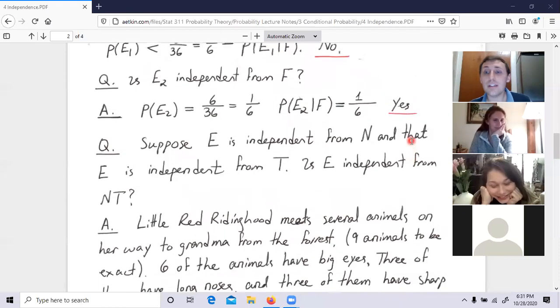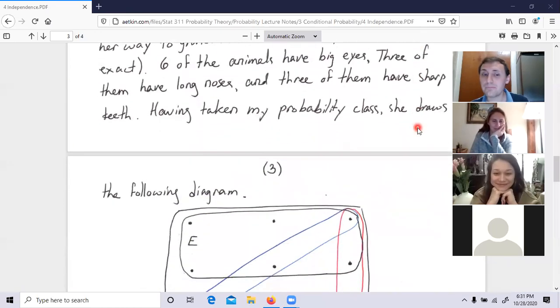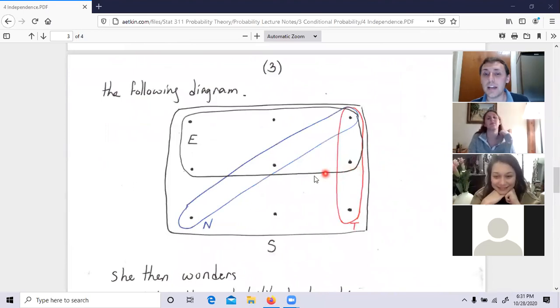All right. So let me tell you the story. Little Red Riding Hood meets several animals on her way to Grandma from the forest. 9 animals to be exact. 6 of the animals have big eyes. 3 of them have long noses, and 3 of them have sharp teeth. Having taken my probability class, she draws the following diagram. Here are the animals that have big eyes. Here are the animals that have long noses. And here are the animals that have sharp teeth.